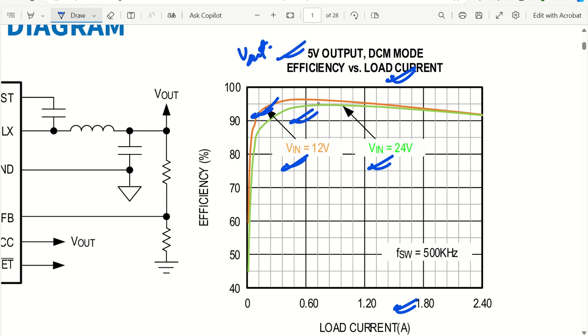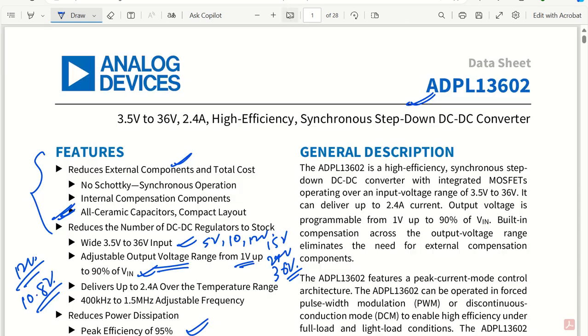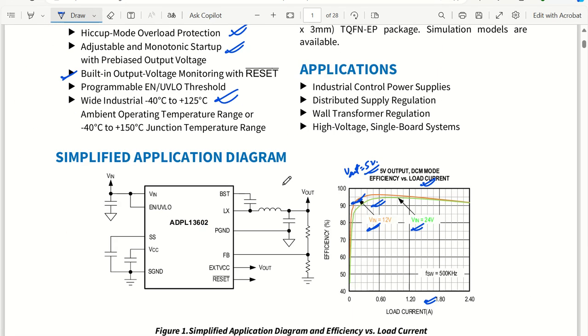My VOUT is actually set to 5 volt from either 12 volt input or 24 volt input. As you can see, around 500 milliampere current, it has the maximum efficiency, and as you go on, around 2.4 amperes of current output, it has the efficiency more than 90%. So this is a very good one. Let's get into the next parts.